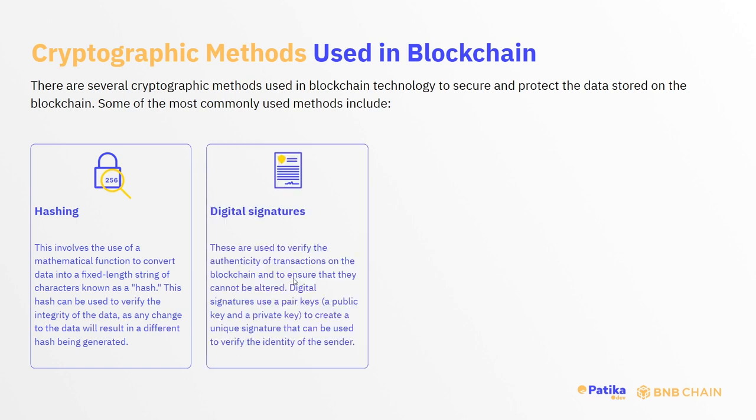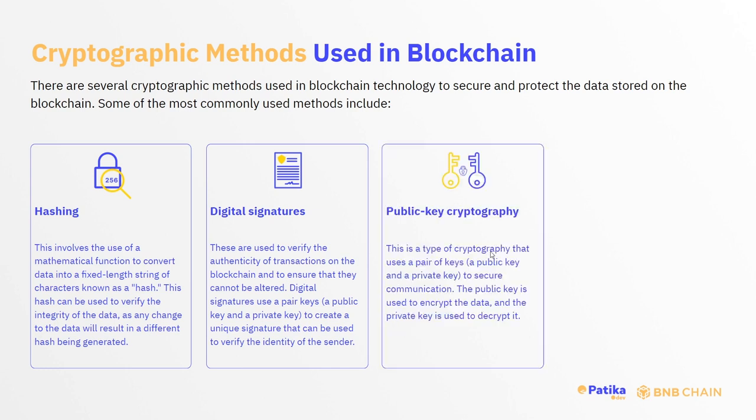Next, digital signatures. These are used to verify the authenticity of transactions on the blockchain and to ensure that they cannot be altered. Digital signatures use a pair of keys, a public key and a private key, to create a unique signature that can be used to verify the identity of the sender. I will also talk about public and private keys, so you don't need to worry about it as well.